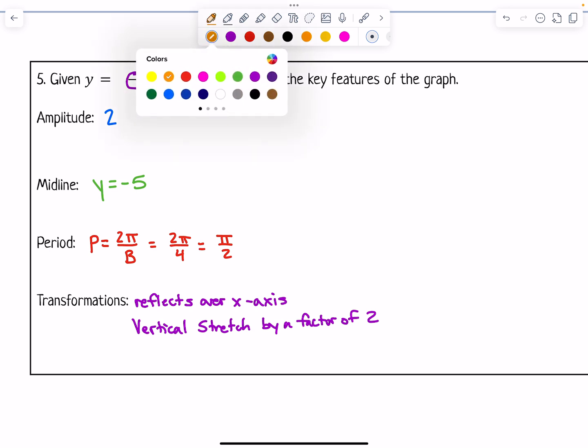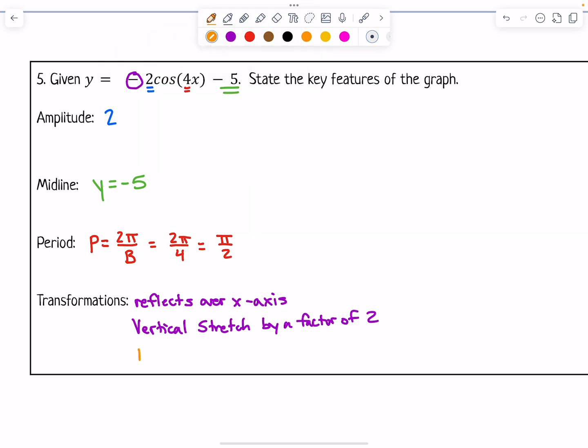So then we're going to write out that it went down 5. I'm not trying to change colors, so I was skipping back to purple. Okay, so it shifted down 5 was the other transformation, and that was a vertical shift. So let's write that as well. All right, so that is it for practice quiz number 13.